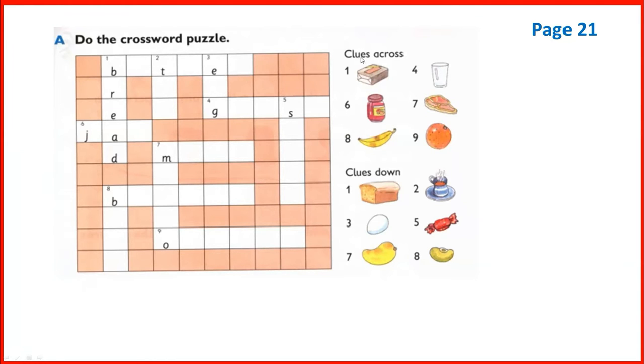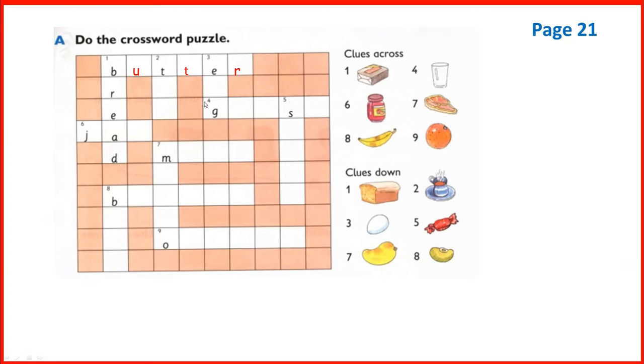Okay, now clues across. Number 1, picture, butter. You have to put the missing letters across. Now butter, what's the spelling of butter? B. Now put here U. Now again T, and then after E we have to put R. Okay, now it's the spelling of butter, B-U-T-T-E-R, butter.